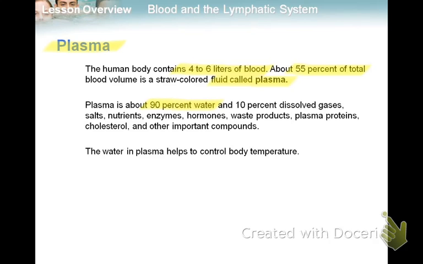90% of that plasma is water, and the rest is dissolved gases, salts, nutrients, enzymes, hormones, waste products, plasma proteins, cholesterol, and other important compounds. The water helps control body temperature, so it aids in homeostasis.